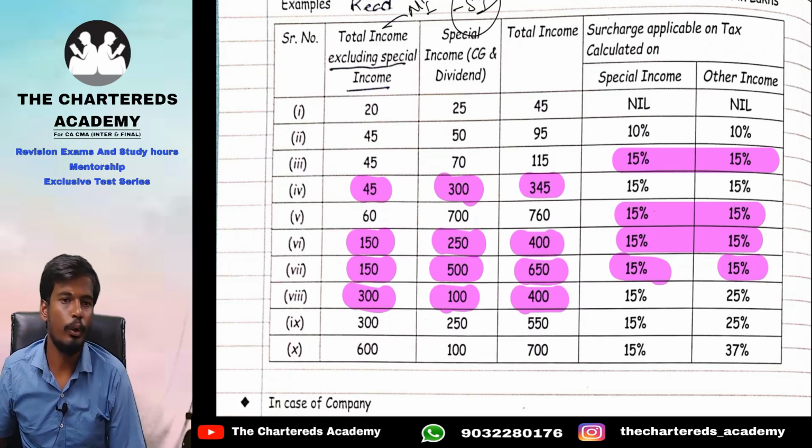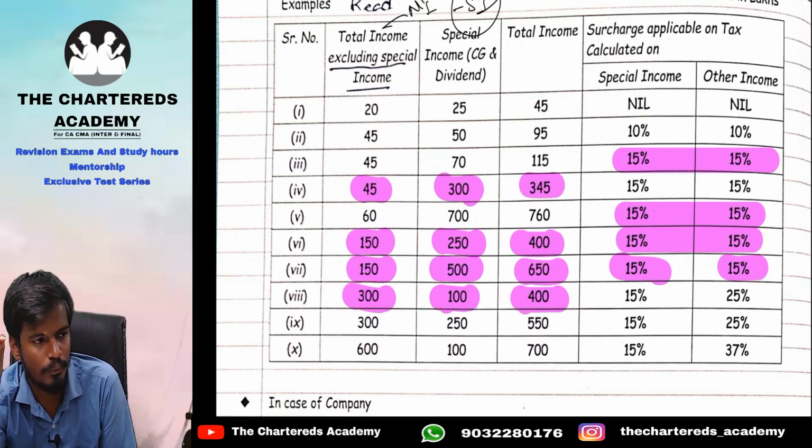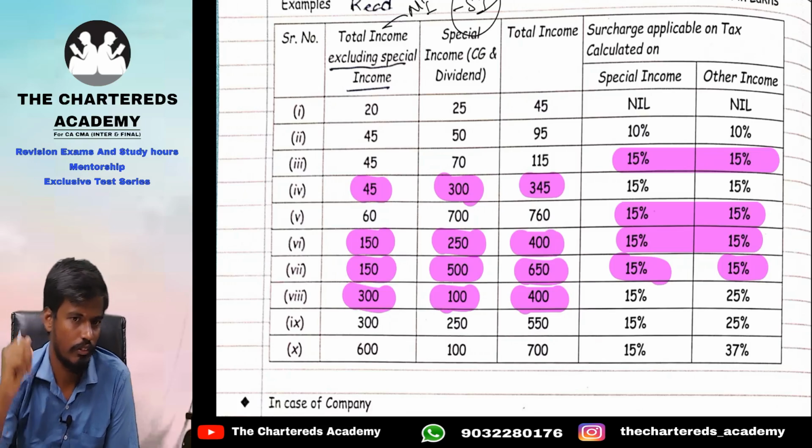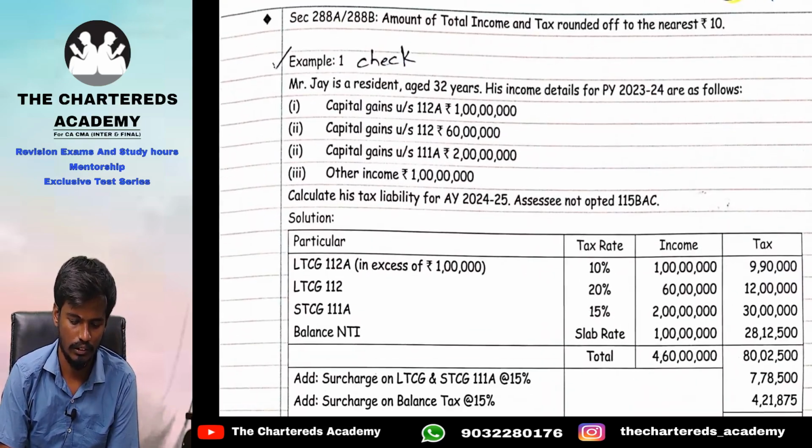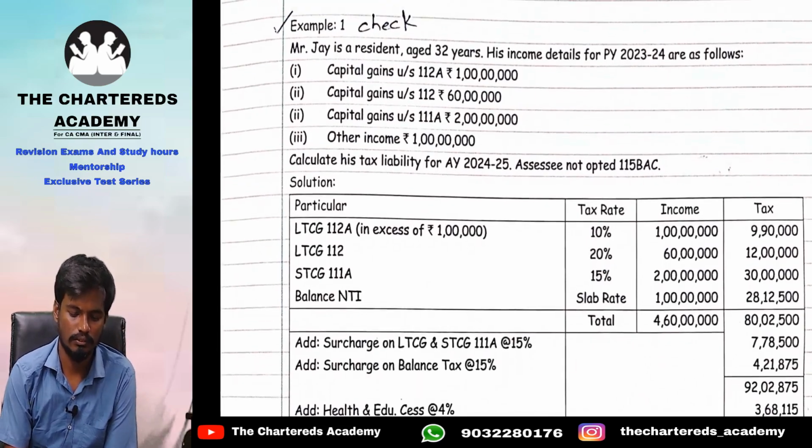So now I am going to discuss one example: the computation of how to compute the surcharge. Example number 1.